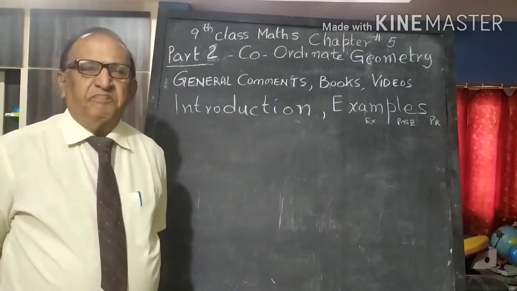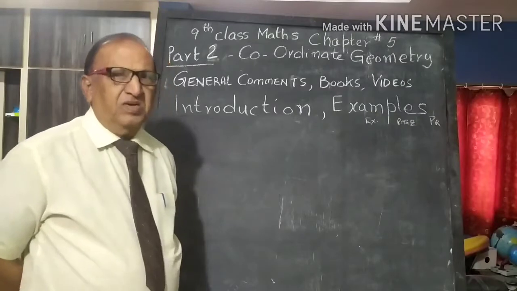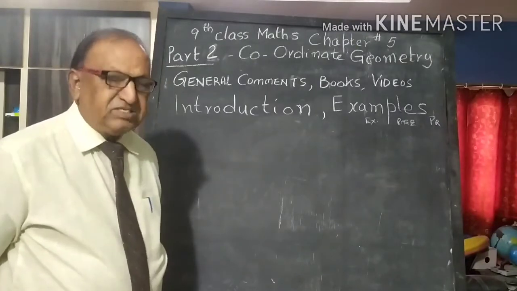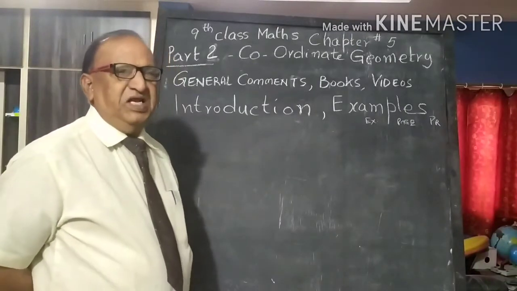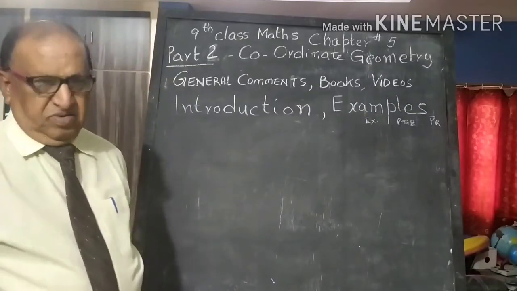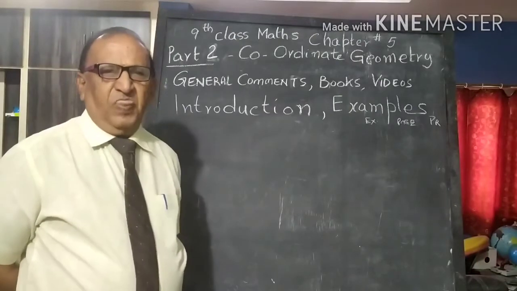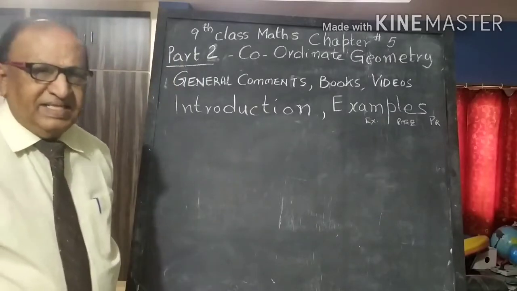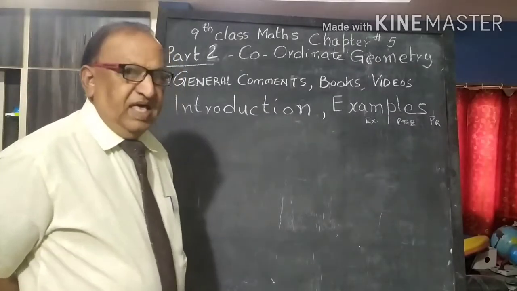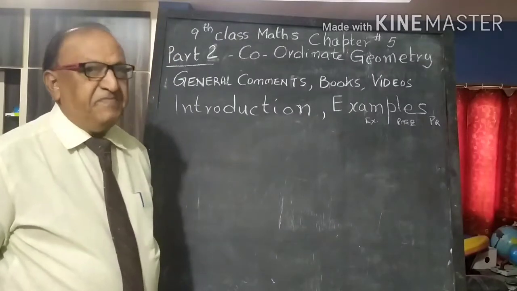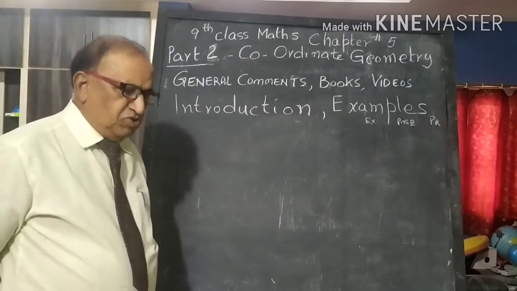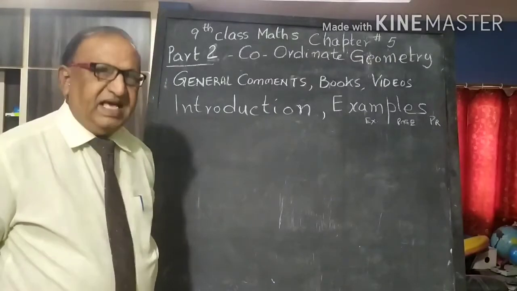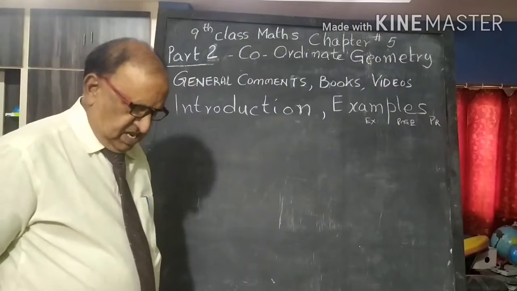I am very happy that I get the opportunity to continue to teach coordinate geometry to you. Previously I taught lines and angles, that I finished. The next chapter is chapter 5, coordinate geometry. In the previous part, that is part 1, I gave you all the details, how the coordinate system is represented on a piece of paper, on a graph paper. And I also told you some introduction. Prior to that, I made some general comments. I want to repeat them now.